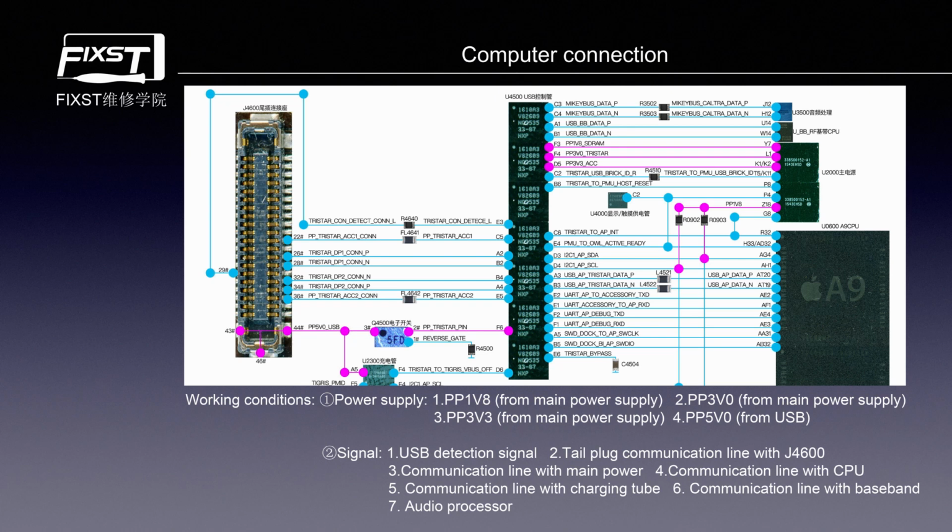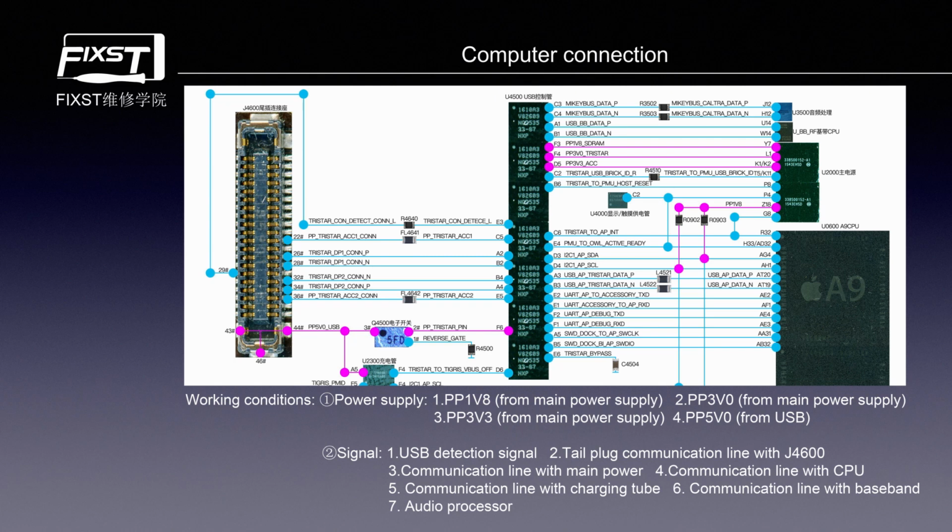One line goes to Q4500, the electric switch, and then to the USB control IC. And one line goes to U2300, the charging IC. Okay, now we see the signal part.